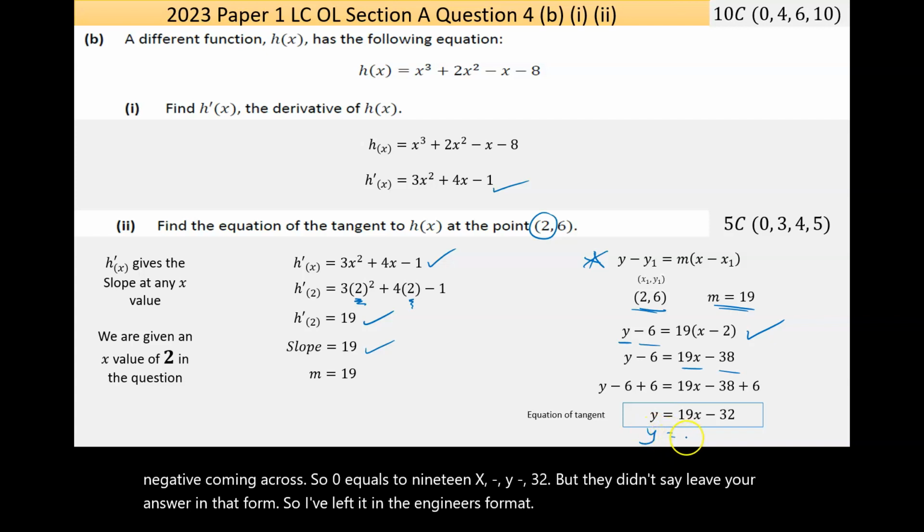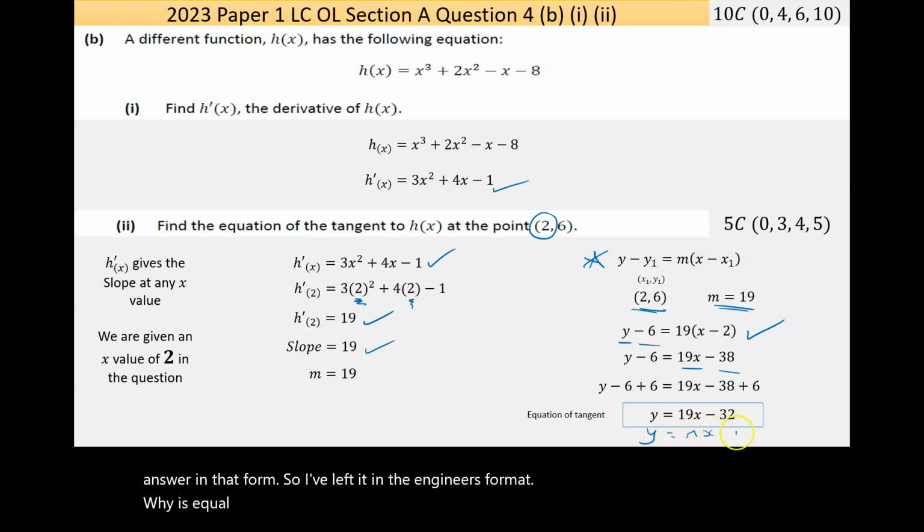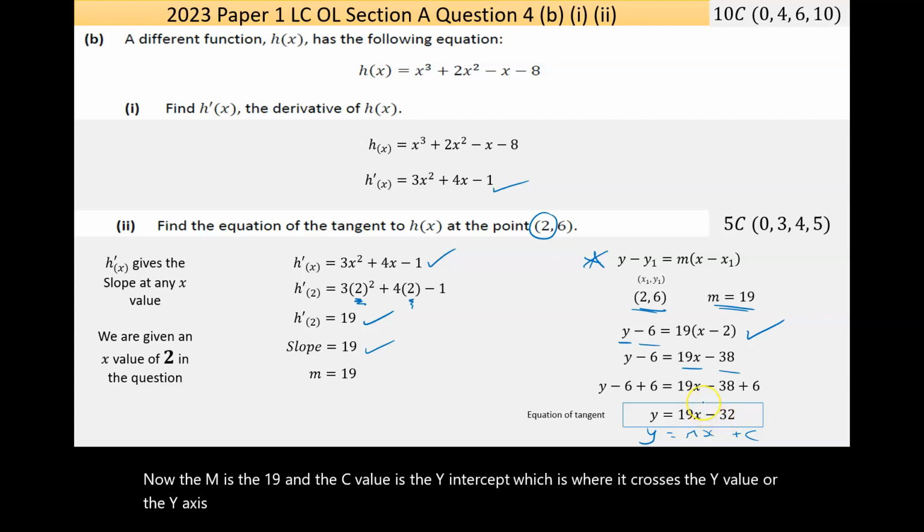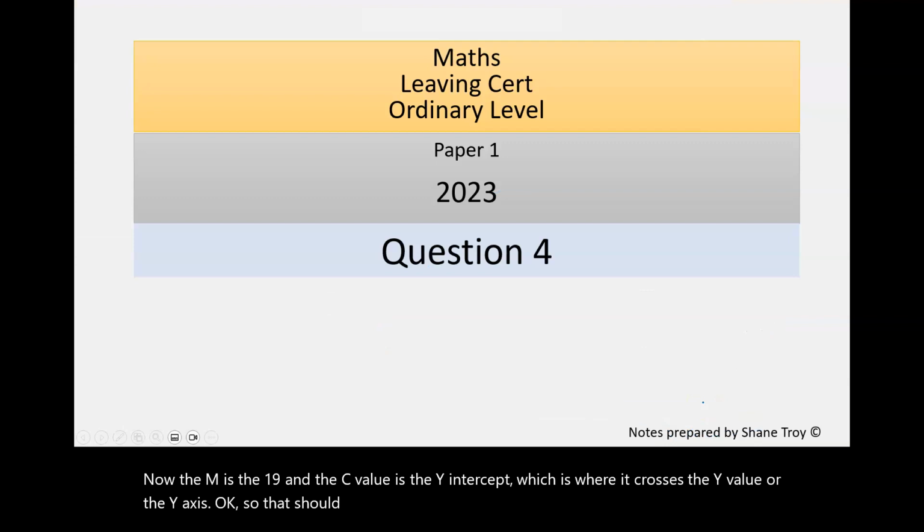y is equal to mx plus c. Now the m is the 19 and the c value is the y-intercept, which is where it crosses the y value or the y-axis. Okay, so that should be it for question 4.